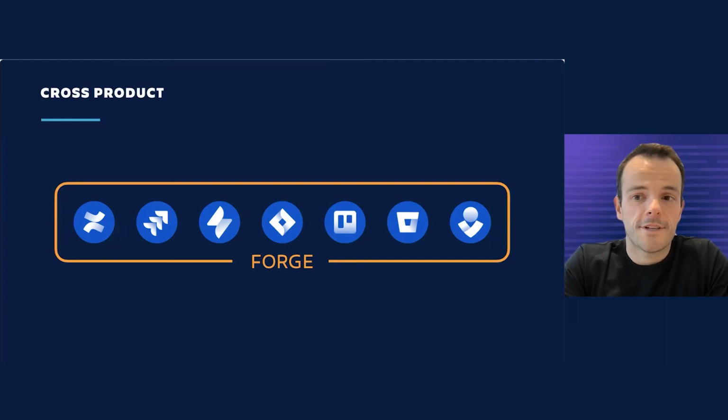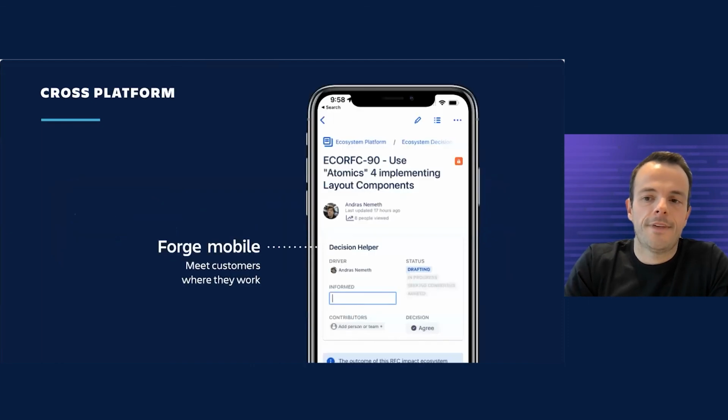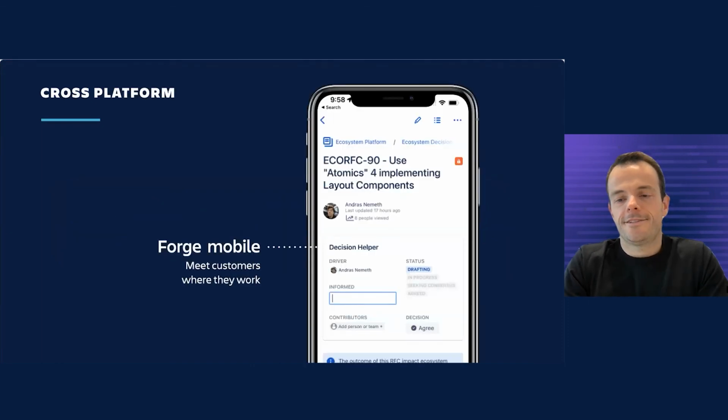And as well as that, we're still working hard to bring Forge to our more mature products like Bitbucket and Trello. And then, not stopping there, it's not just getting across all of Atlassian's products we're trying to do, it's getting across all the surfaces as well. And Forge Mobile is going to be a really cool opportunity to do that.